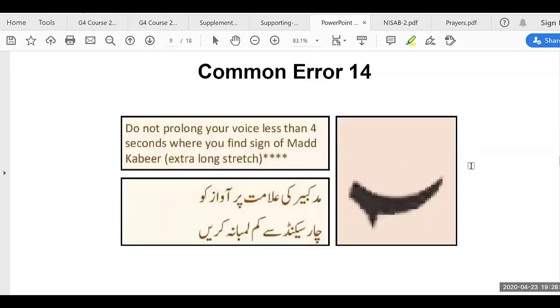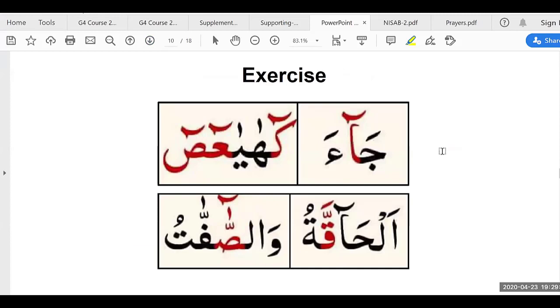Okay. So common error number 14. Do not prolong your voice less than 4 seconds where you find the sign of Madde Kabir, extra long stretch. So again, can I request the ST to pick a student? Yes, L231. Assalamu alaikum. Wa alaikum assalam wa rahmatullah. So can you please go through these examples?